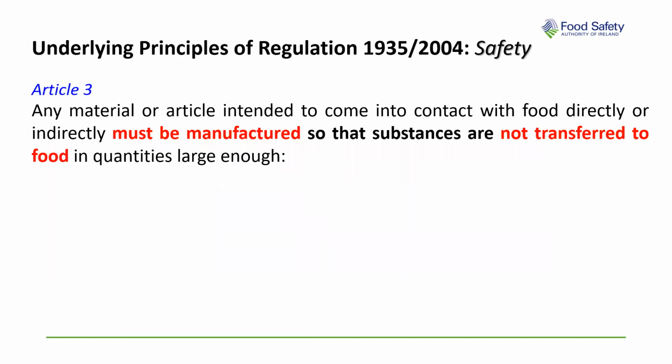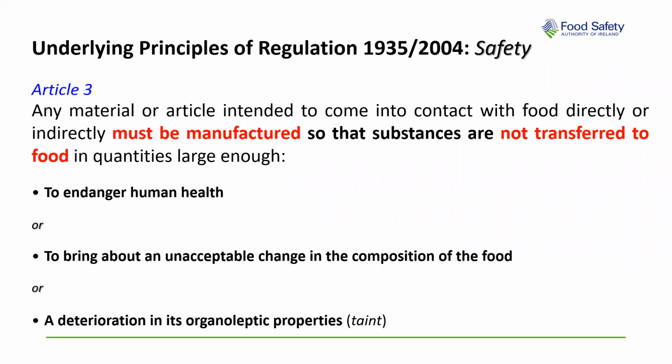Article 3 of the regulation outlines that principle in saying that any material or article intended to come into contact with food, directly or indirectly, must be manufactured so that substances are not transferred to food in quantities large enough to endanger human health, and that's the key one, it's the food safety piece, but also to bring about unacceptable change in the composition of the food or cause a deterioration in its organoleptic properties, in other words, a taint.